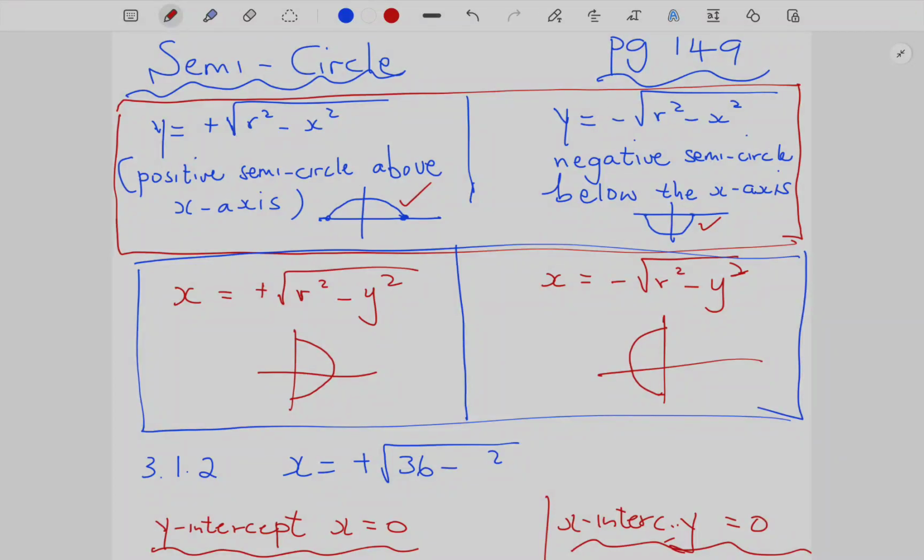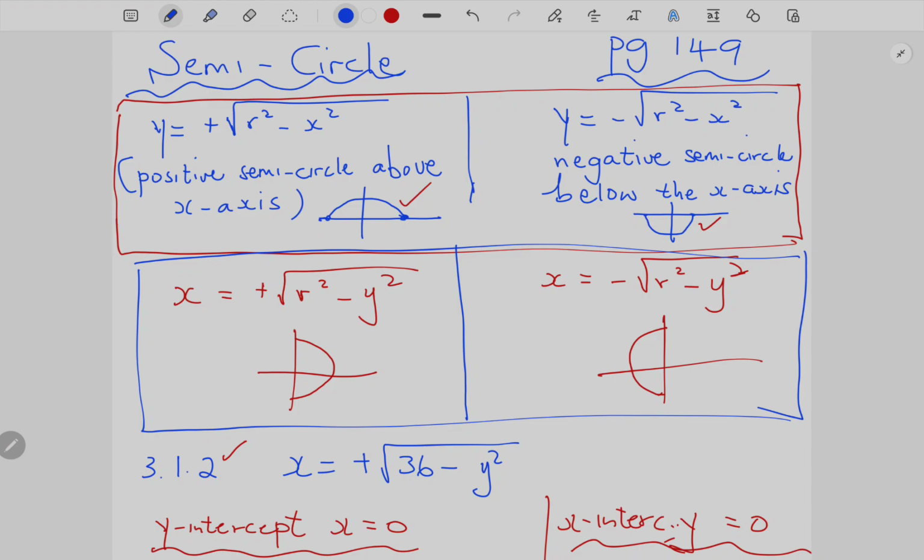Okay, now we're going to do question 3.1.2. But before we go to this or answer this question, let us understand what this equation is. Okay, so we've got x is equal to plus or minus square root of 36 minus y squared. This is the equation of a semicircle. It can be given as y is equal to positive square root of r squared minus x squared.